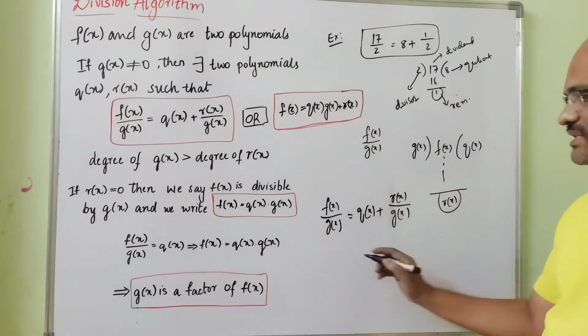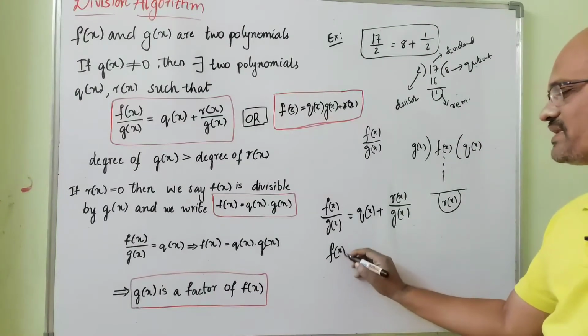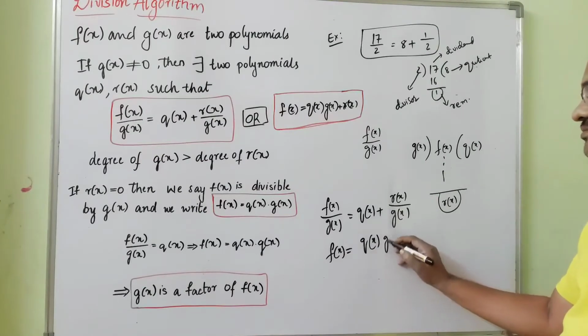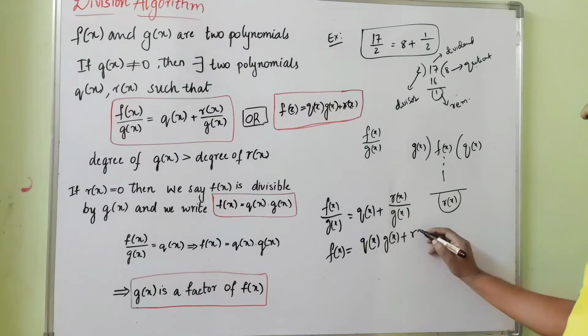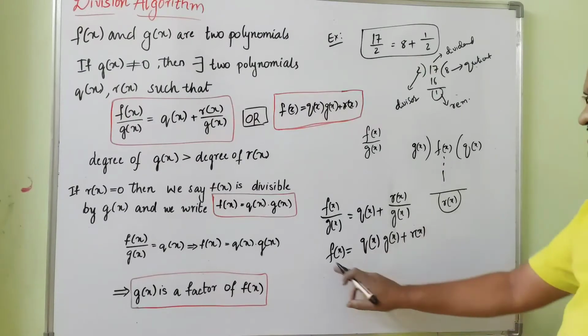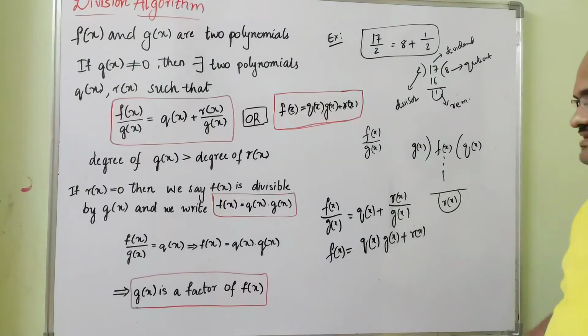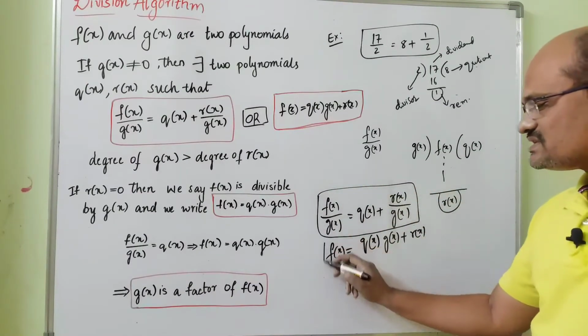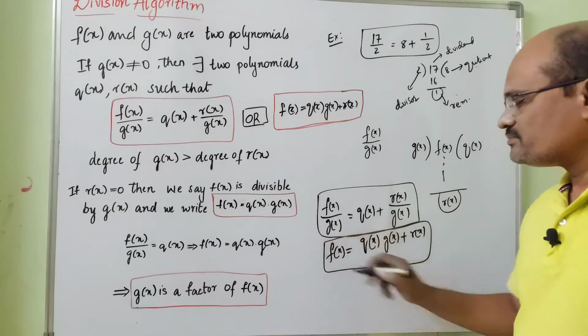Now take the LCM here. F of x is equal to, what do you get? Q of x into g of x plus r of x, by g of x. The denominators get cancelled. This is called the division algorithm.